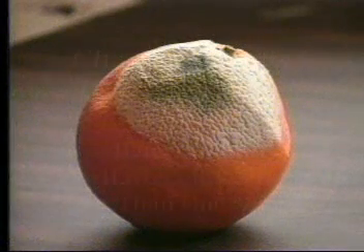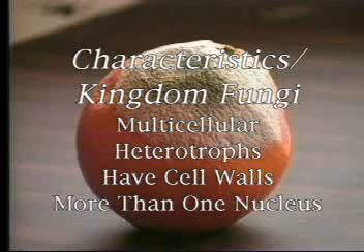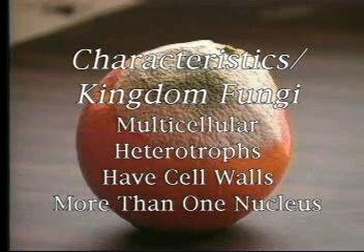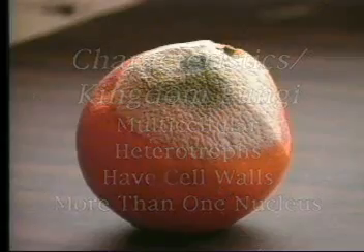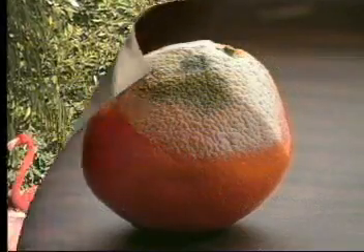The members of the kingdom Fungi, the mushrooms, molds, and yeasts, are also multicellular organisms. However, unlike plants, fungi are heterotrophs and cannot make their own food. Fungi cells have cell walls and almost always have more than one nucleus. There are about 100,000 species of fungi.